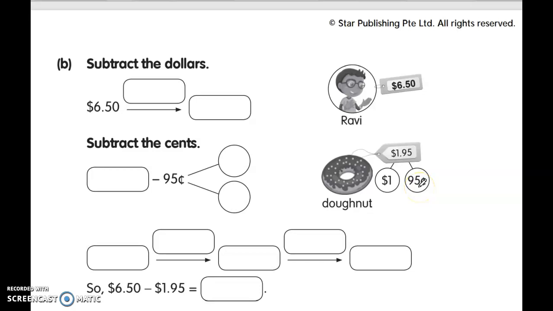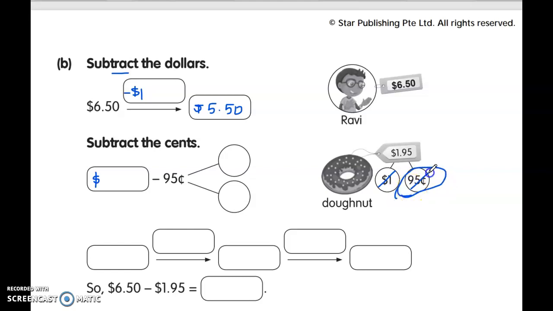Right, let's go to question B. Subtract the dollars. Okay, so again, Ravi bought a donut for $1.95. So again, split to dollars and cents. So subtract the dollars first. So $6.50 minus, remember to write minus, $1. So 6 minus 1 is 5. So $5.50. Okay, so let's transfer this over here because we need to now minus away the cents here, right? So $5.50 minus away 95 cents.